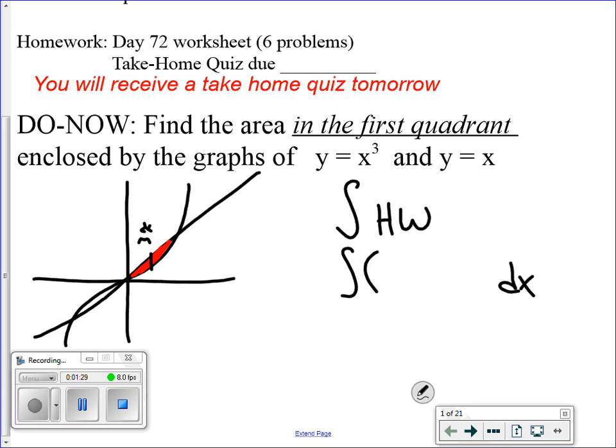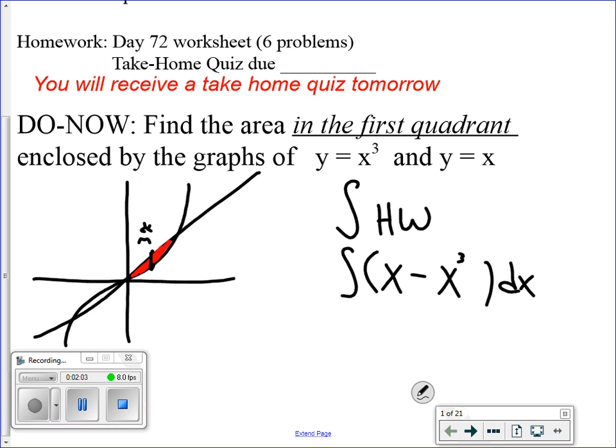The height of a vertical strip we get by taking the y-coordinate on top minus the y-coordinate on the bottom. The y-coordinate on top is the y on the line y equals x, so y on top equals x, minus the y-coordinate on the bottom, which is y on the cubic. Y on the cubic equals x cubed. So we've represented the height of any of these rectangles drawn in this region in the first quadrant. Y top is y equals x, y bottom is y equals x cubed.